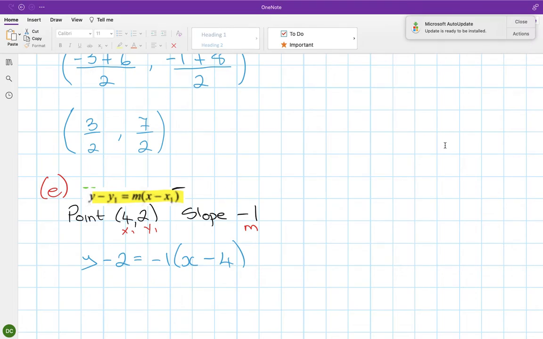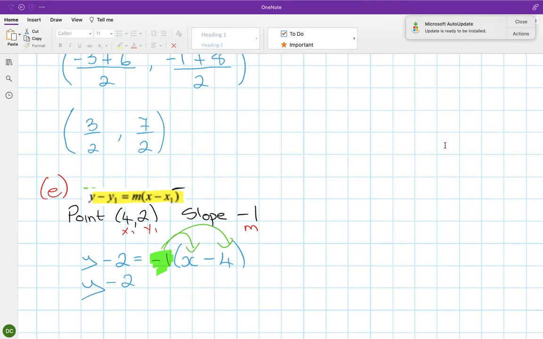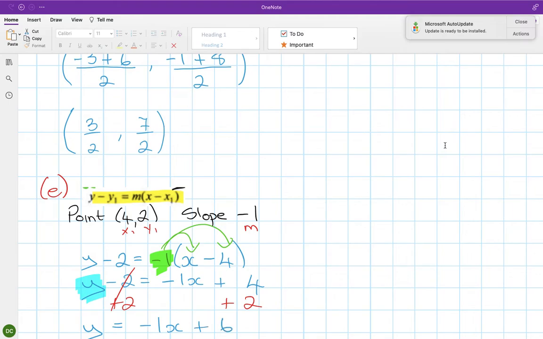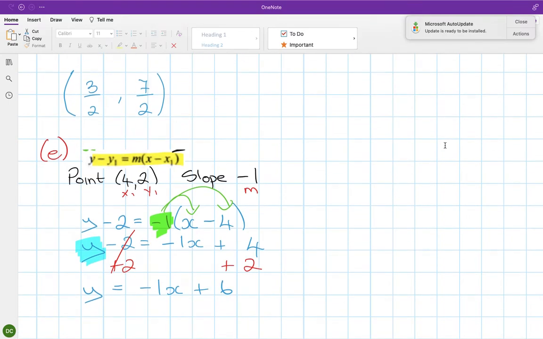Okay, same. This is exactly like what we did on Friday. So you're going to distributively multiply this into the bracket. So we get y minus 2 equals minus 1x plus 4. And then we want to isolate this y. So we plus 2 and plus 2. So then we get y equals minus 1x plus 6 as your answer to part E.